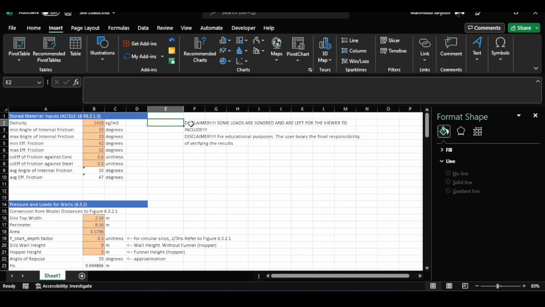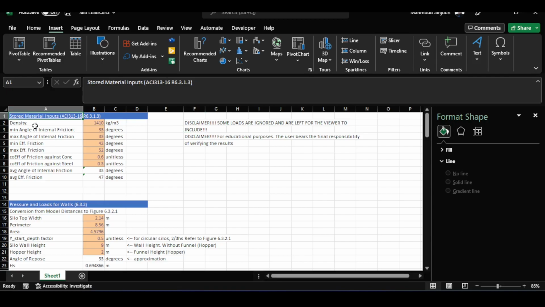The second disclaimer is that some loads are ignored here or left to the viewer to include, so please notice that you should get a copy of ACI 313 and check out any load I have left untouched or uncalculated. I will try to give the clearest of indications whenever I am ignoring something or I am simplifying something. Also, this Excel sheet is for educational purposes only, so please, if you want to use it on your own project, then use it under your own responsibility. So at least you have to check that out.